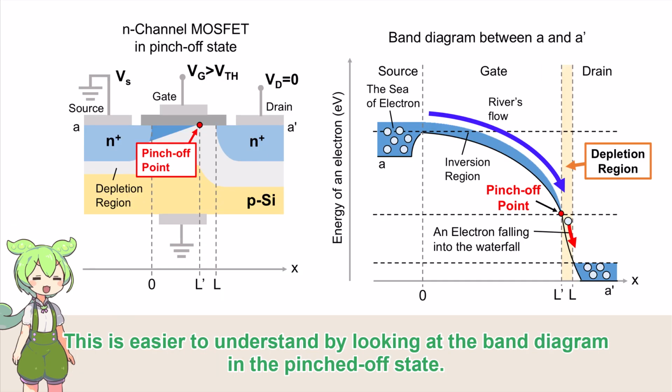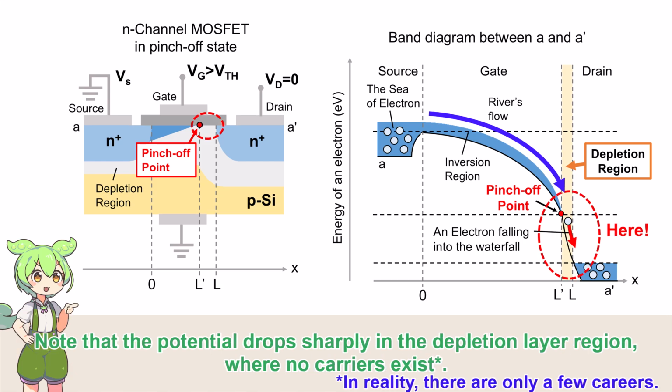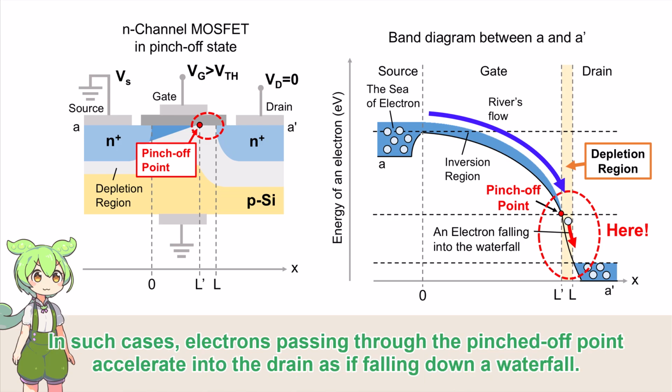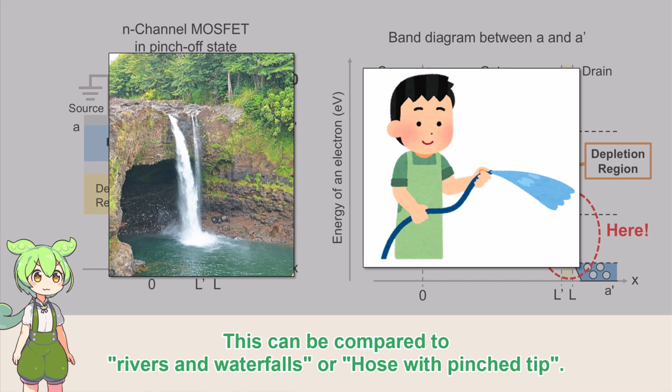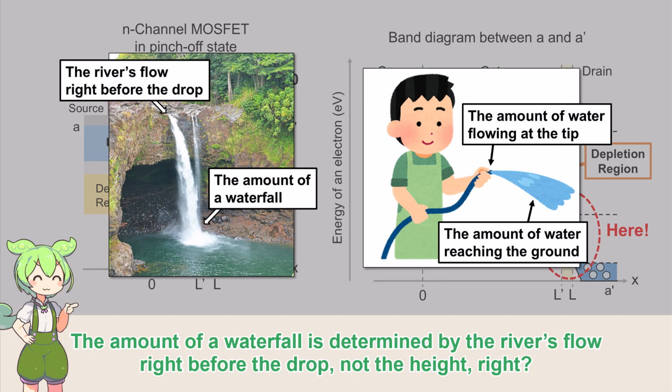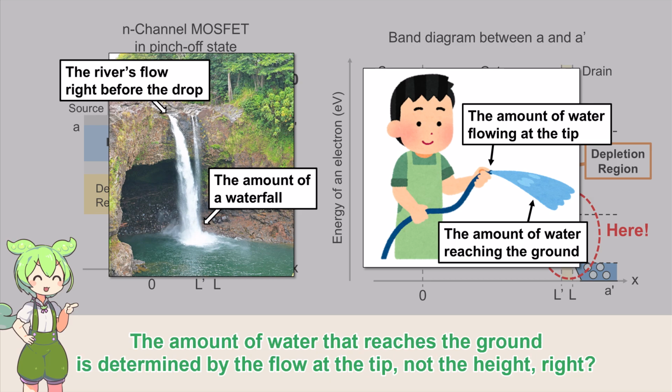This is easier to understand by looking at the band diagram in the pinched-off state. Note that the potential drops sharply in the depletion region, where no carriers exist. In such cases, electrons passing through the pinched-off point accelerate into the drain as if falling down a waterfall. This can be compared to rivers and waterfalls or a hose with a pinched tip. The amount of a waterfall is determined by the river's flow right before the drop, not the height, right? The amount of water that reaches the ground is determined by the flow at the tip, not the height, right?